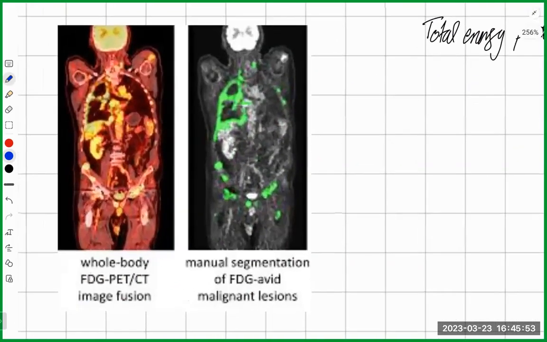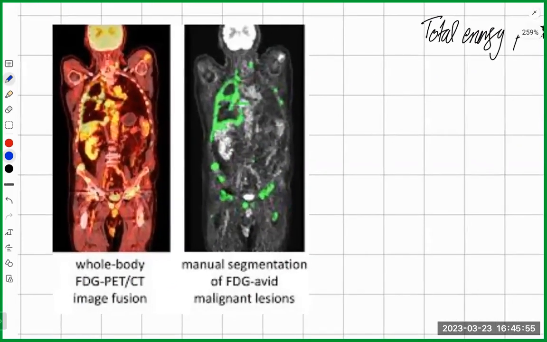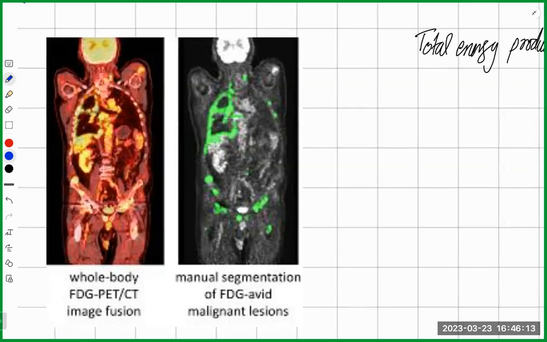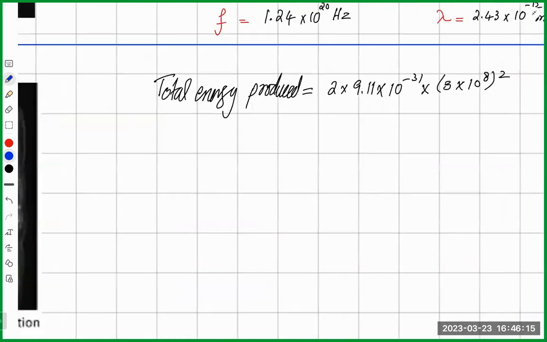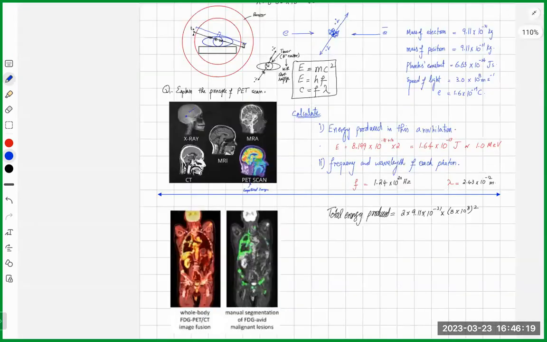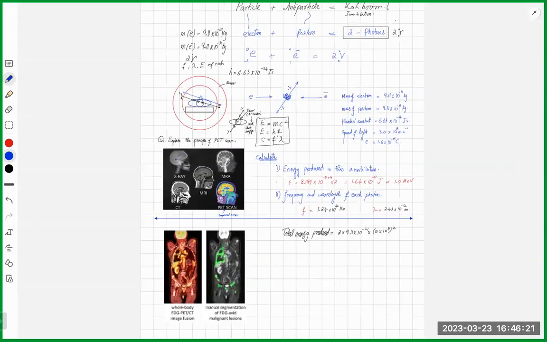Okay, so this is whole body PET and CT scan done together. Actually every scan has different kind of information. So this was all about PET scan that you need to know.